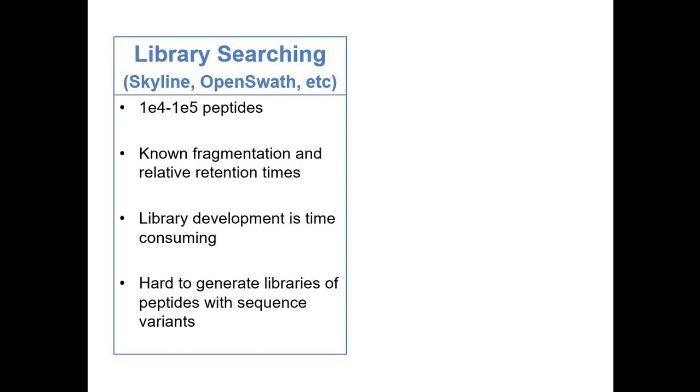Furthermore, it's pretty hard to develop this in an extensible way. If you wanted to generate a library that contained a bunch of PTMs all of a sudden, or sequence variants or something like that, you need to have seen them before. If someone else hasn't detected your sequence variant or your PTM, then we don't really have a good representation of it.